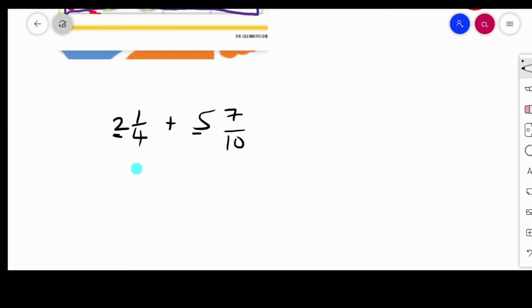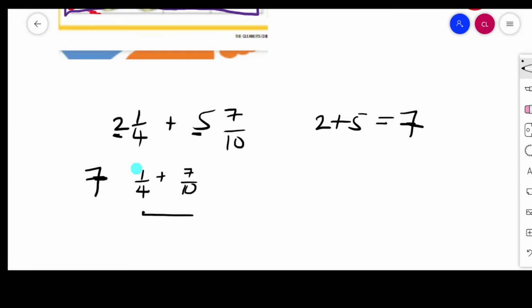So we have 2 and 5, so 2 plus 5 would give us what? 7. So I have 7 whole. So I'm going to work now on the fractions, which will be 1/4 plus 7/10. The LCM here is 20, and 4 into 20 would go 5 times. I'm going to use that 5 and multiply by the numerator there. So 5 times 1 would give me 5, and that answer will come here.